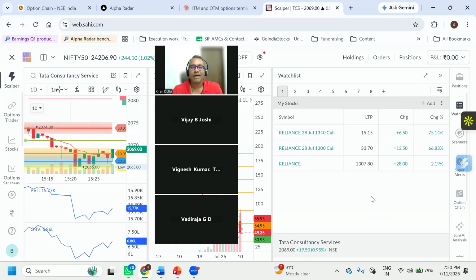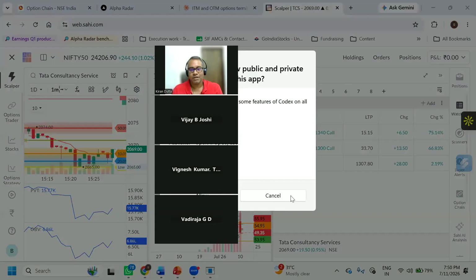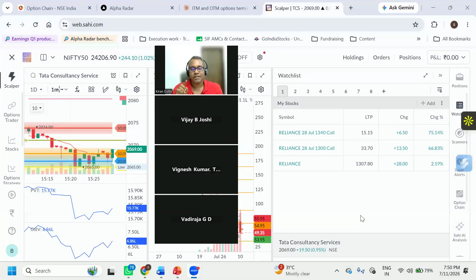I have added two things there. One is 1300 and another one is 1340. Those are called strike prices. Now tell me, 1300 minus 1307, or 1307 minus 1340. Where will I actually make money here?